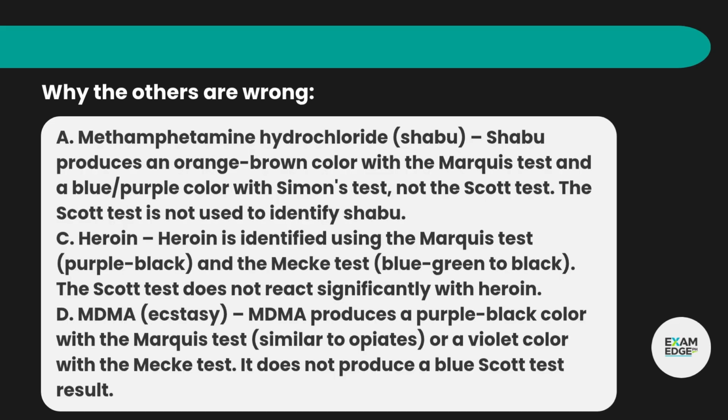Why the others are wrong? A. Methamphetamine hydrochloride, shabu. Shabu produces an orange-brown color with the Marquis test and a blue-purple color with Simon's test, not the Scott test. The Scott test is not used to identify shabu. C. Heroin. Heroin is identified using the Marquis test, purple-black, and the Mecke test, blue-green to black. The Scott test does not react significantly with heroin. D. MDMA, ecstasy. MDMA produces a purple-black color with the Marquis test, similar to opiates, or a violet color with the Mecke test. It does not produce a blue Scott test result.